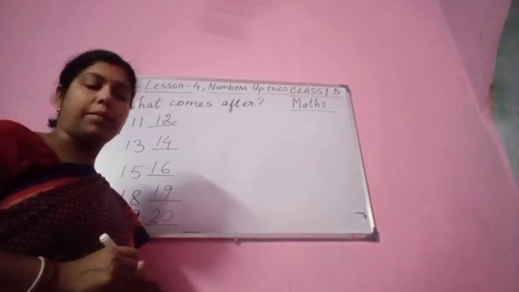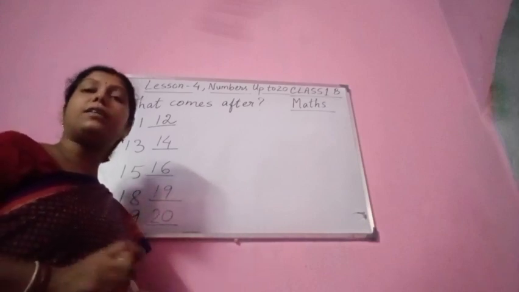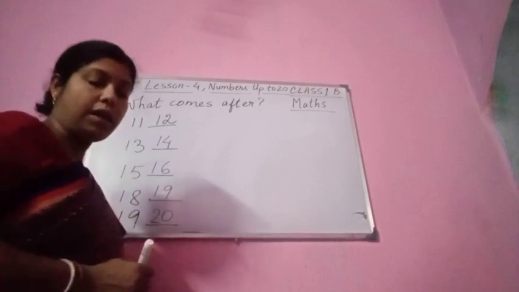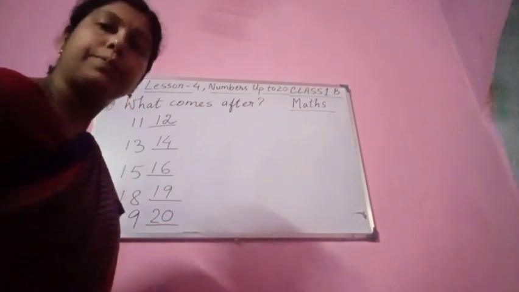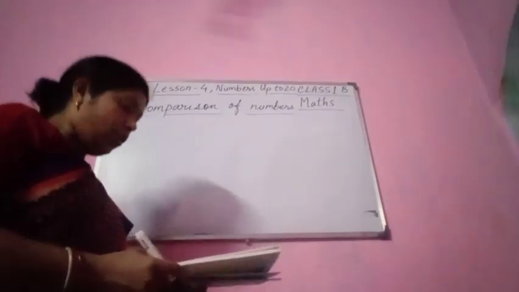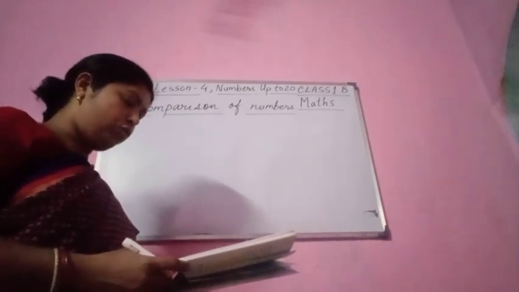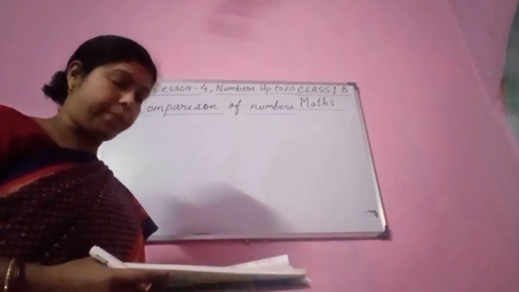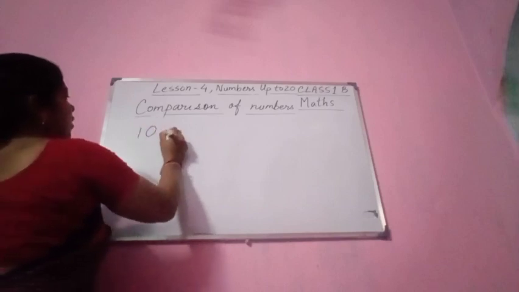Okay. Now you see comparison of numbers. We will use smaller or greater signs to compare the numbers. Comparison of numbers we are going to do. Okay students, now you see comparison of numbers we are going to do. Use smaller or greater signs to compare the numbers. So you see which one is greater or smaller.